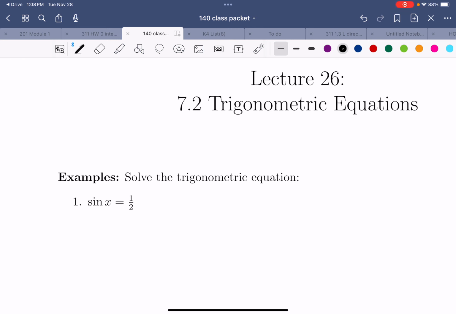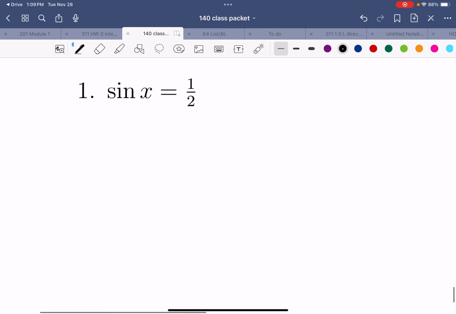Okay, so up to this point, we were saying, let's find the trig function of a particular angle. Now I'm going to give you the value of the trig function and you have to tell me the angle. So we're kind of working our way backwards. So we're just going to work through some examples here.